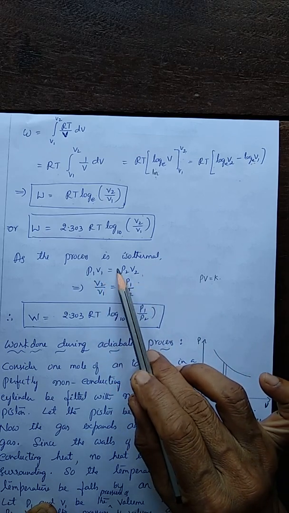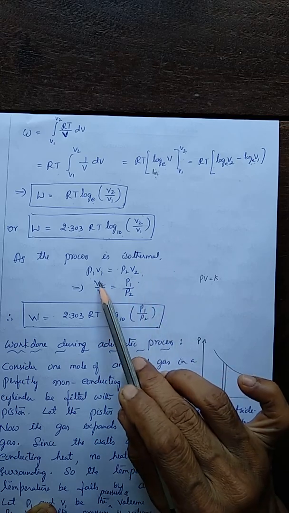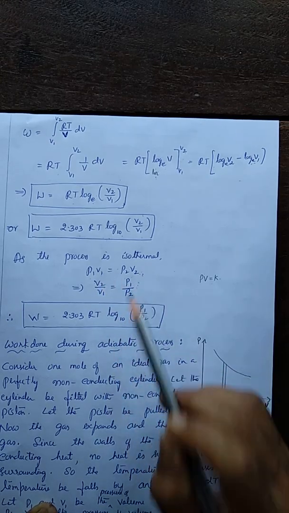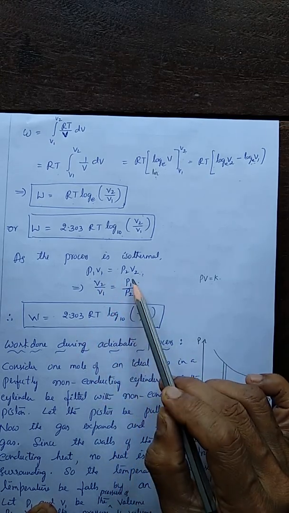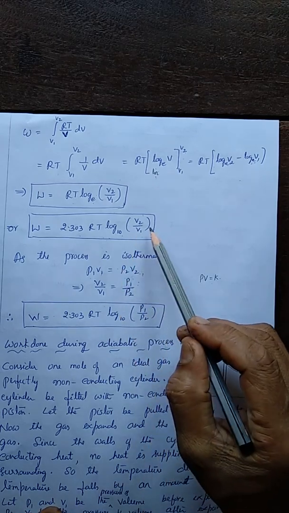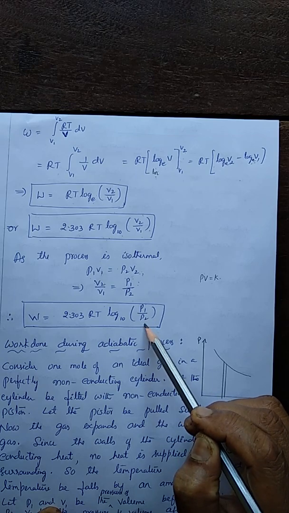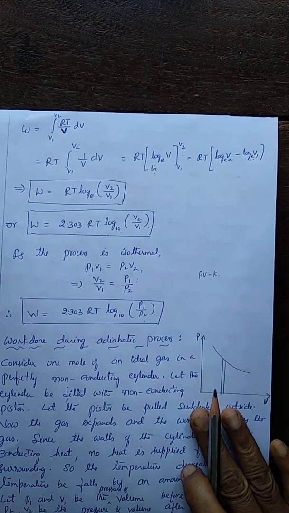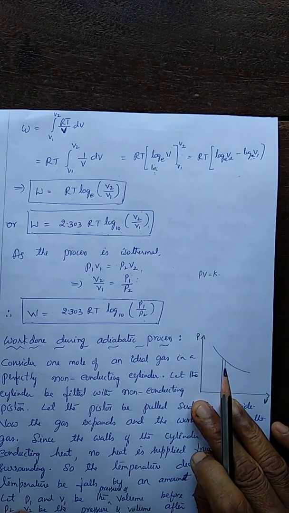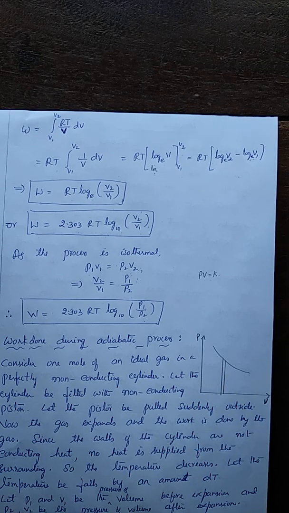P1 V1 equal to K, P2 V2 equal to K. So that P1 V1 is P2 V2. From this, we get V2 by V1 as P1 by P2. So, this expression can also be written in this form in terms of pressure. And these are the expressions for work done during an isothermal process.